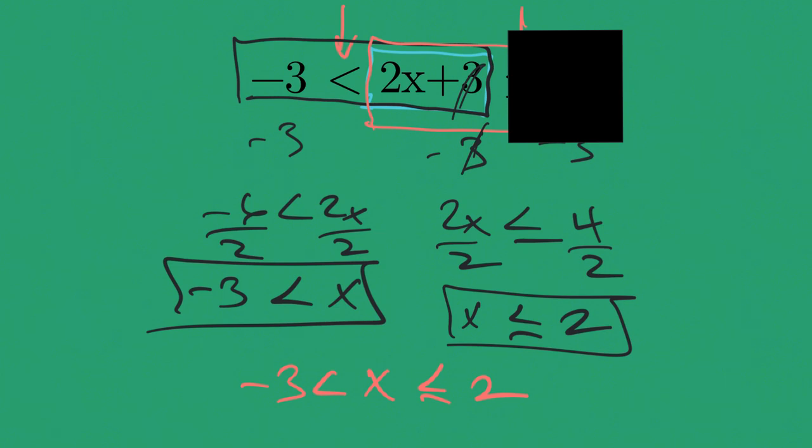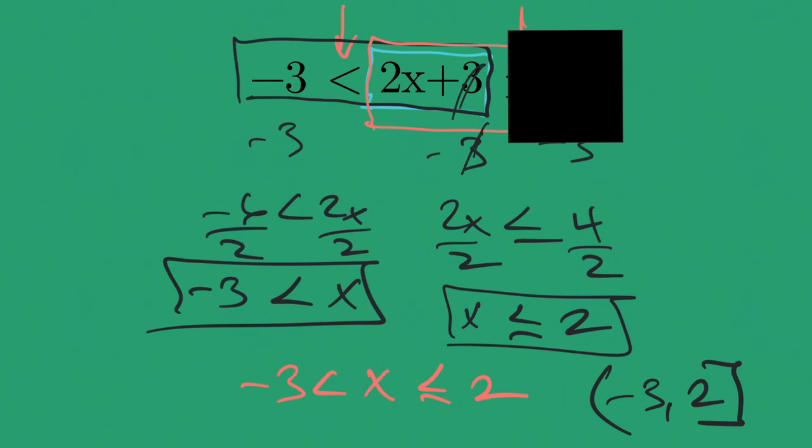If I want to write it in interval notation, would there be a parenthesis around the negative 3 or a bracket? Parenthesis. What about the 2? Absolutely. So there would be the interval notation of that same solution set.